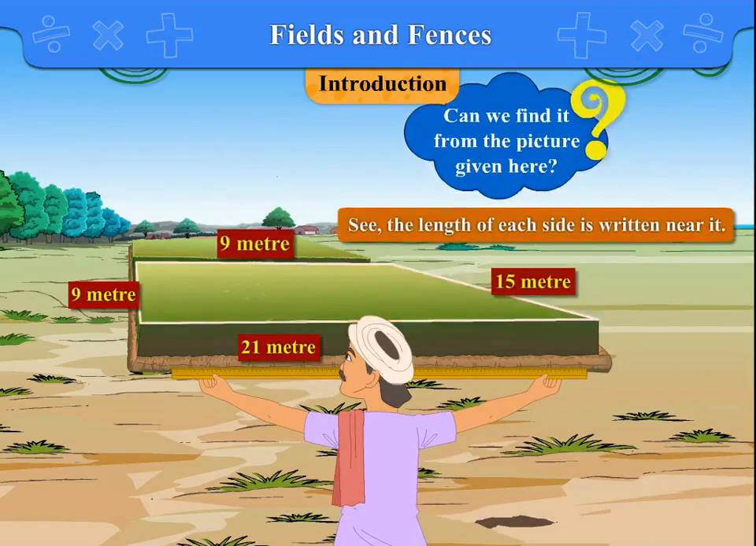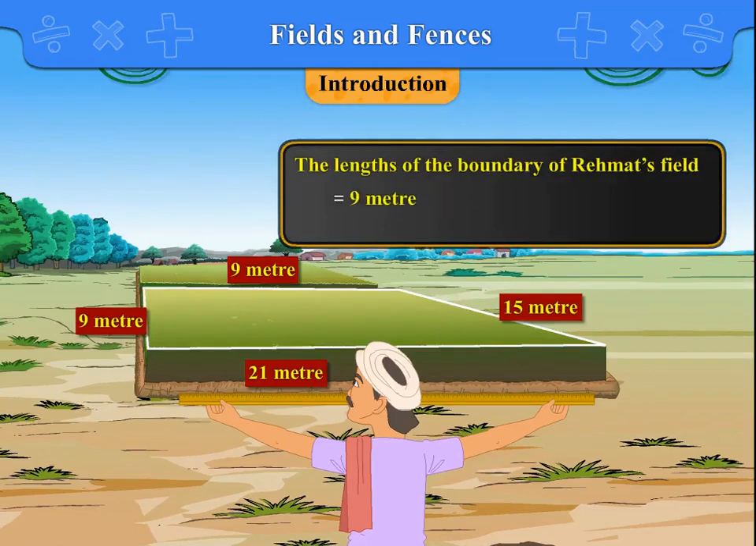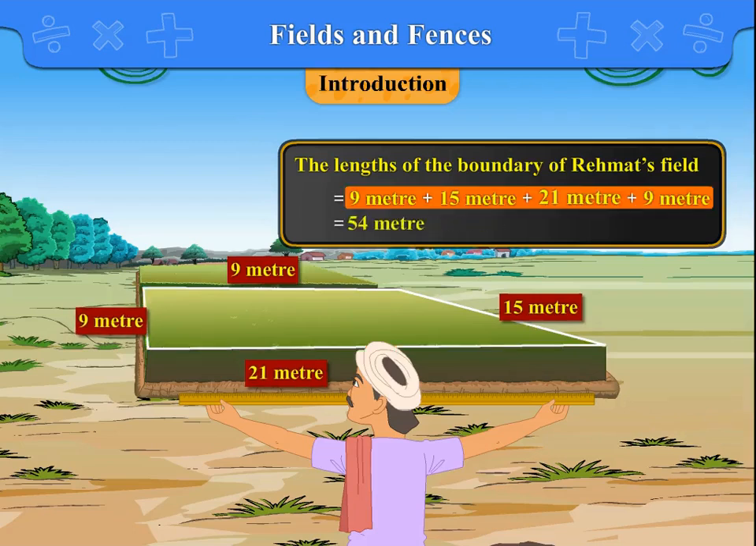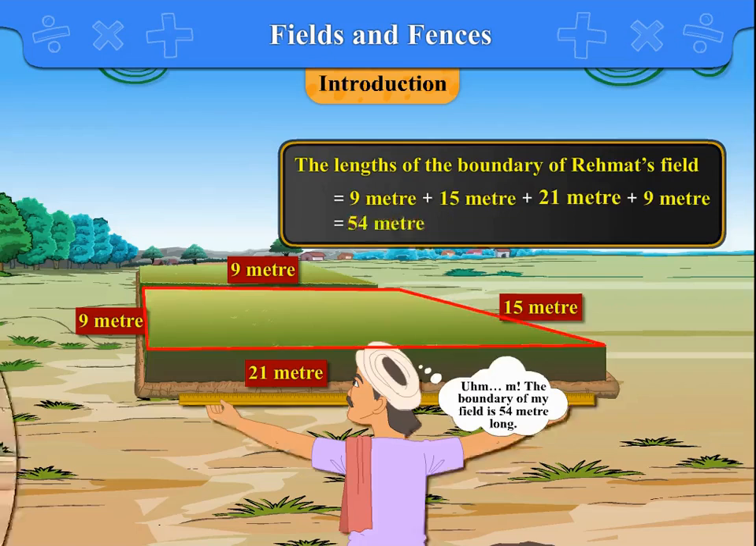See, the length of each side is written near it. To find the length of the boundary of Rahmat's field, we will add the length of the sides. 9 meter plus 15 meter plus 21 meter plus 9 meter. The sum is 54 meter. Rahmat says, the boundary of my field is 54 meter long.